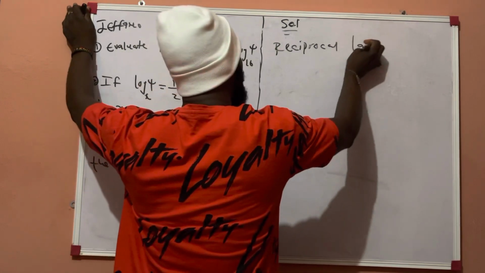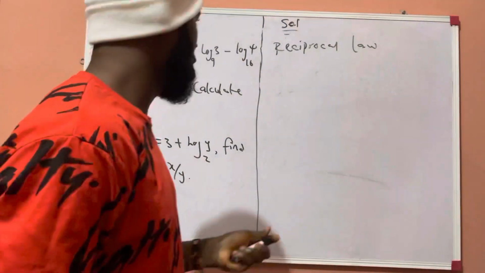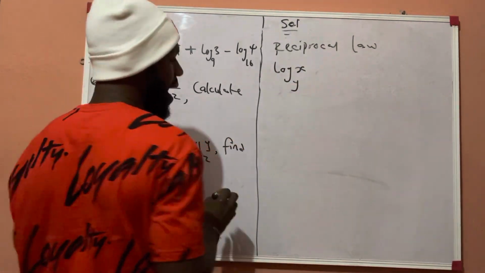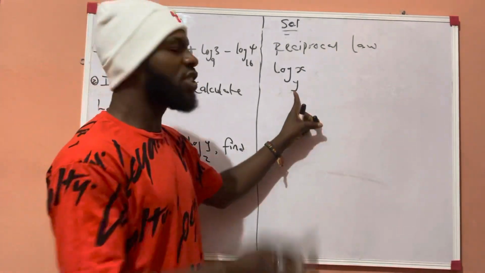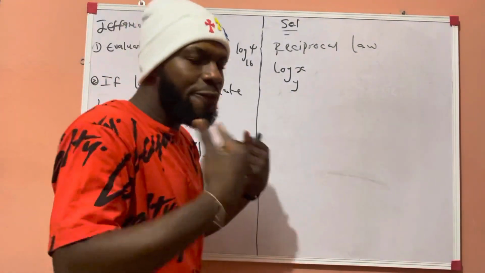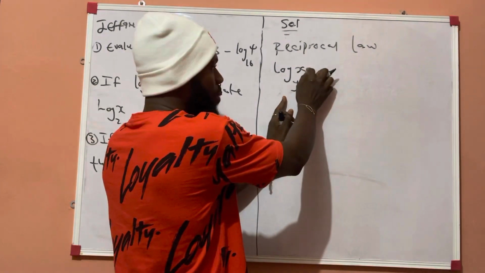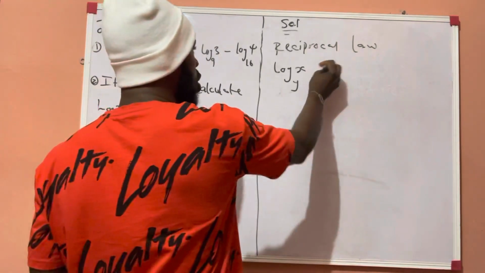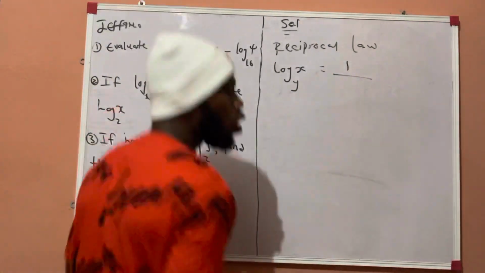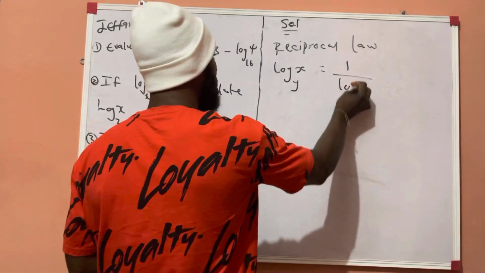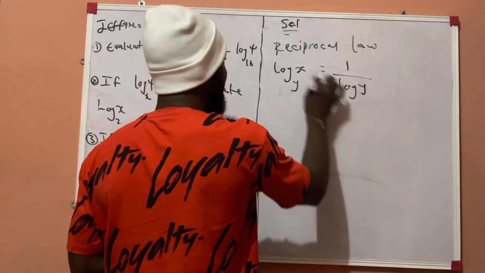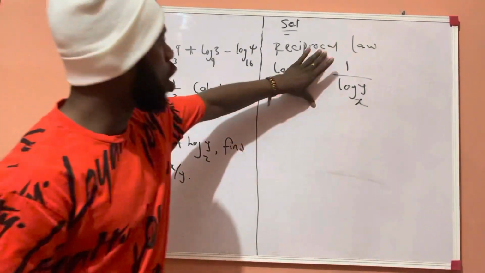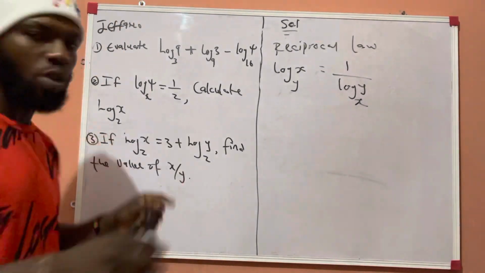The reciprocal law. Now, the reciprocal law says if I have log x base y, notice the base is y, the number is x. If I want to make the number x become the base and the base becomes the number, I simply do the reciprocal. So it becomes 1 over, now the log comes down, log, now my number becomes y, and my base becomes x. Reciprocal law. Now, this is the law we will be applying to solve question number 2.